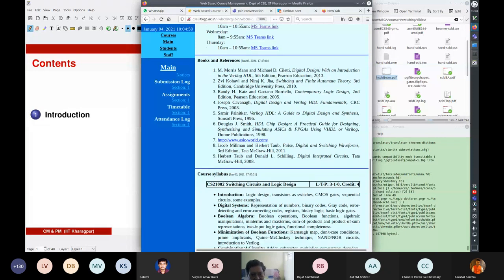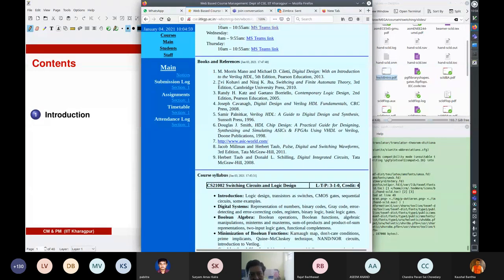This is the preferred book by Kohavi. Well, the original author is Kohavi, but later on, Neeraj Jha has also joined in, and he has also put in some extra topics. So this is really the best book.